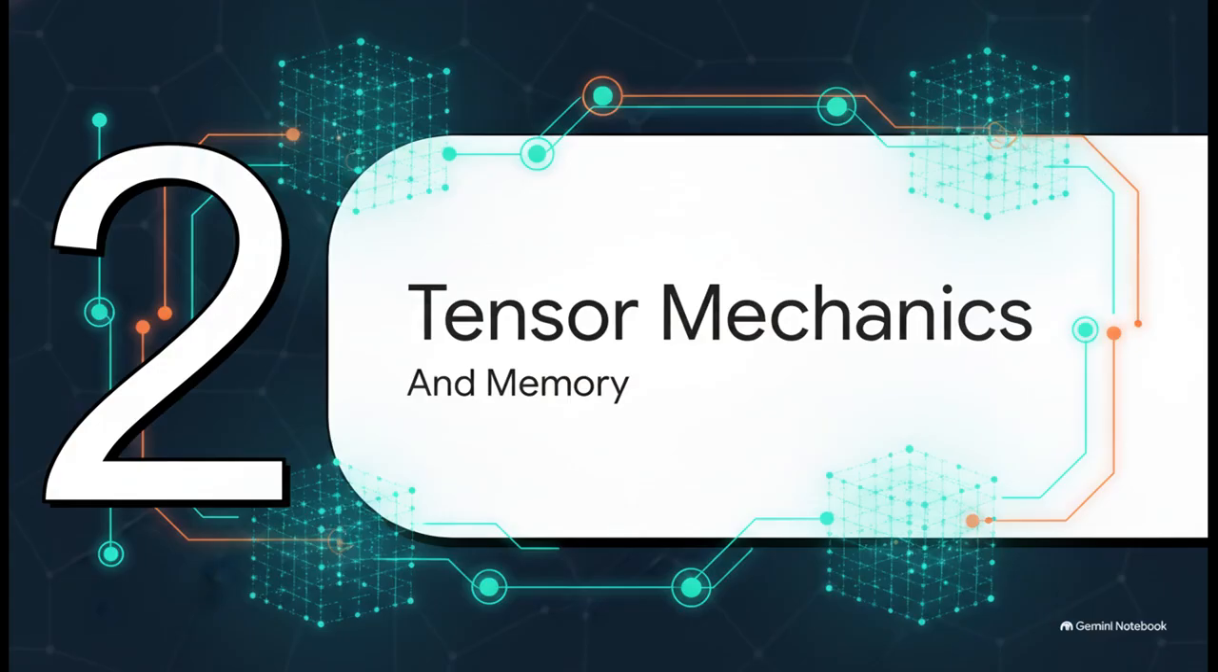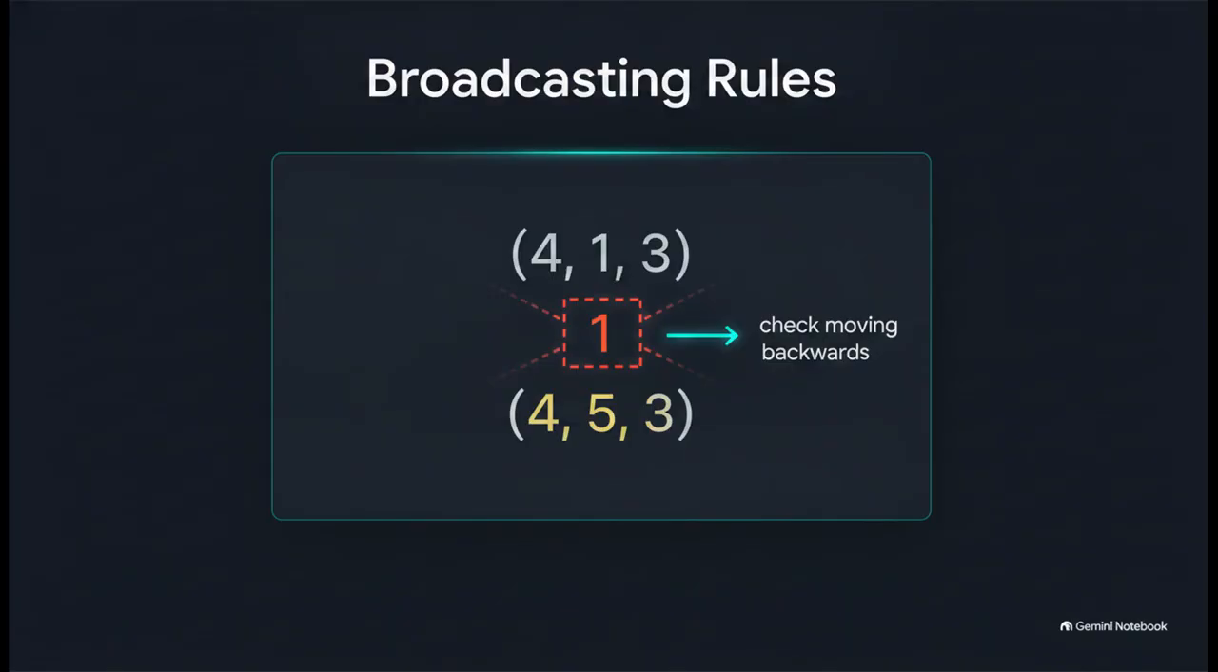Moving right along to Section 2, tensor mechanics and memory. Now, one of the most powerful tricks PyTorch does under the hood is tensor broadcasting. It effortlessly applies operations across totally mismatched tensor shapes by following a few strict rules. It checks the dimensions starting backward from the trailing dimensions. If they match, or if one of them is just a 1, PyTorch dynamically expands it for you. This is absolutely crucial because manually expanding tensors before matrix operations is a wildly slow, memory-hogging nightmare.